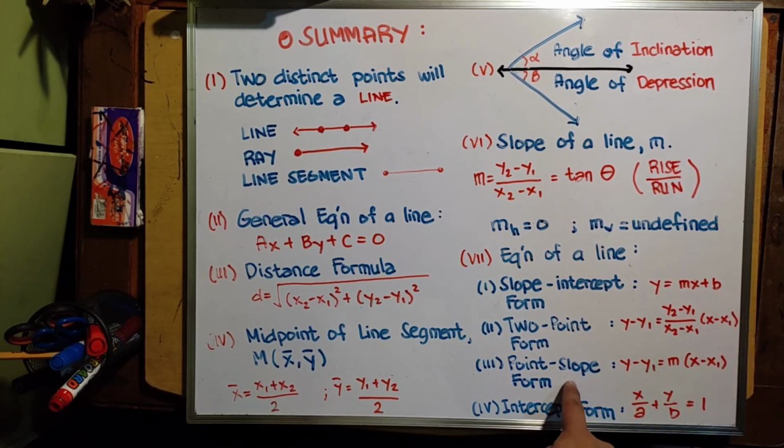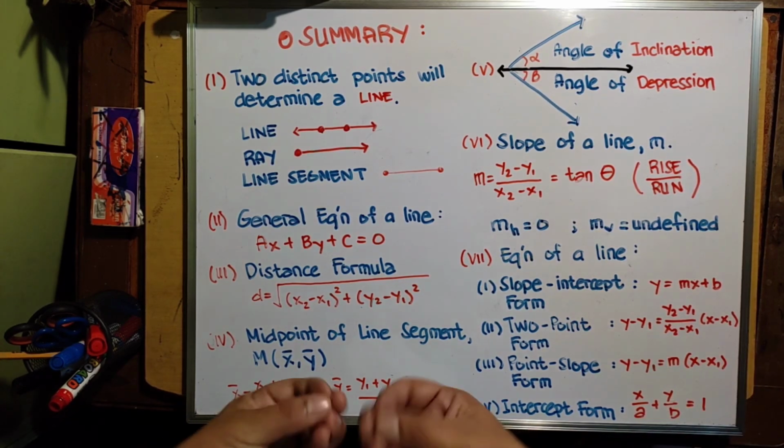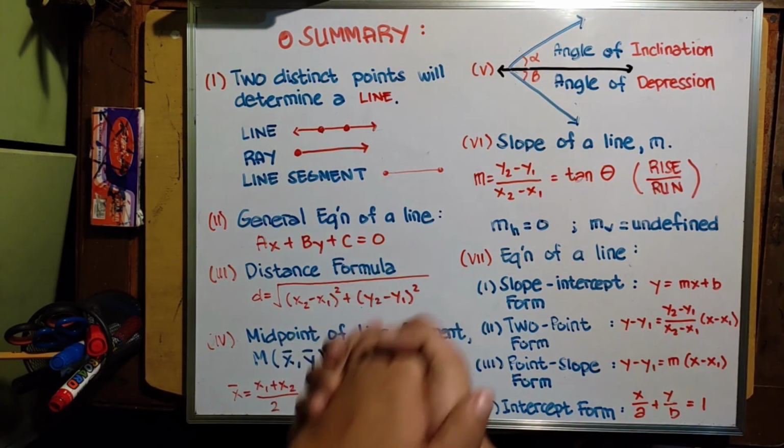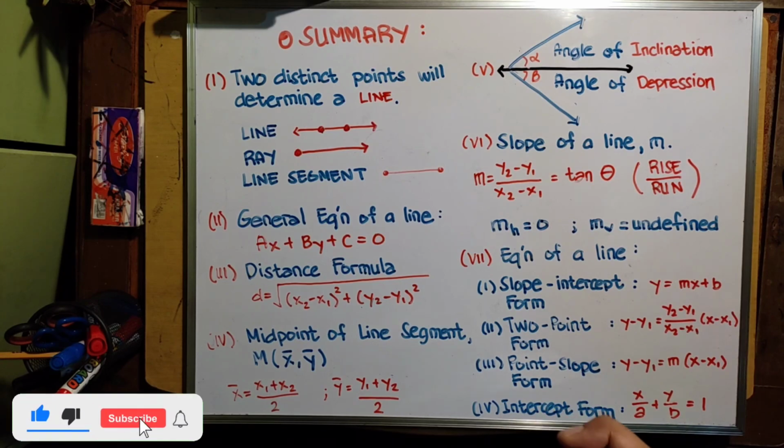Or if we are given a point and slope, then we use this: y minus y sub 1 is equal to m times x minus x sub 1. And lastly, if we are given the intercepts, the x and y intercepts, then we use the intercept form, which is x over a, which is the x-intercept, plus y over b, which is the y-intercept, equals 1. Again, choose what is best depending on the given.